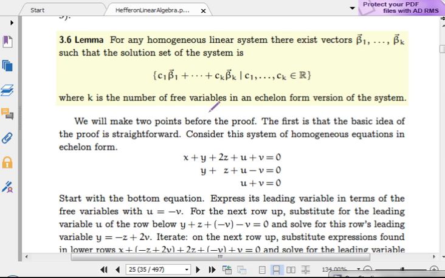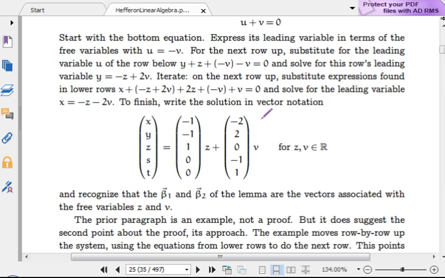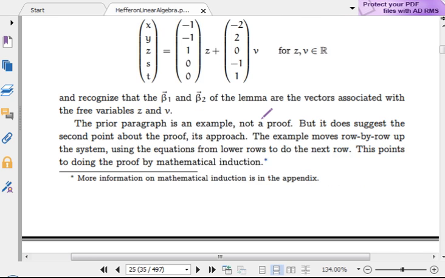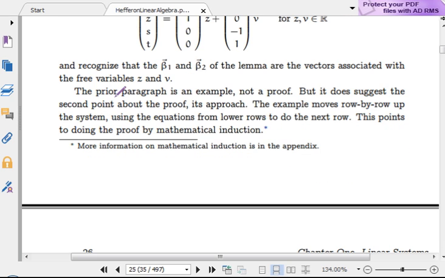All right, so let's go down here to the start of the proof. The point he makes here is that this previous example is an example, not a proof, but the example gives us an idea of how to do the proof. In the example, we move row by row up the system from the last row to the next to last, and so on. This points to doing the proof by mathematical induction. Why does it point to mathematical induction? Well, you're doing it step by step, and each new step depends on the accomplishment of the previous step.